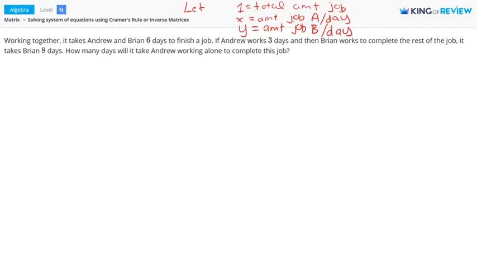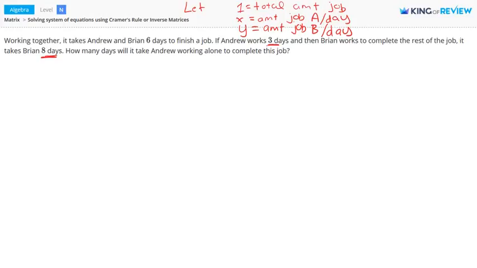So let's see here. If it takes Andrew 3 days to do the first part of the job, and then it takes Brian 8 days to do the rest of the job, together it takes 8 plus the 3 days to get the total amount done.